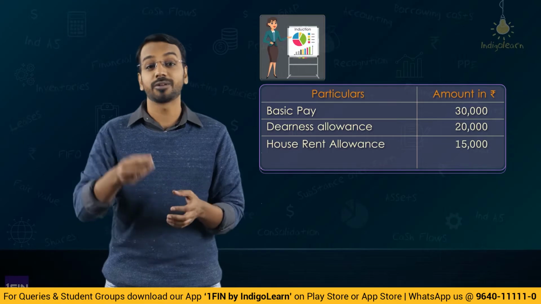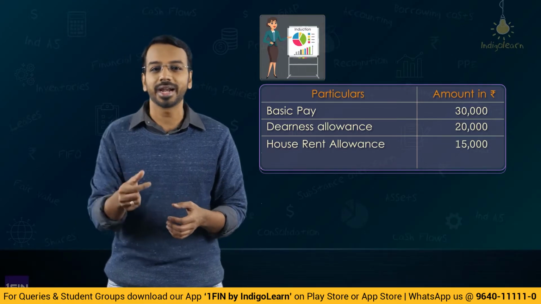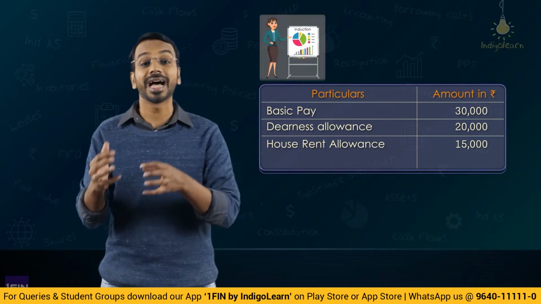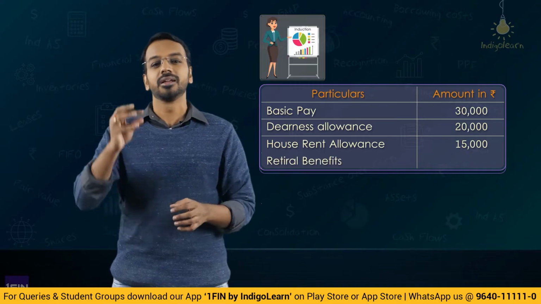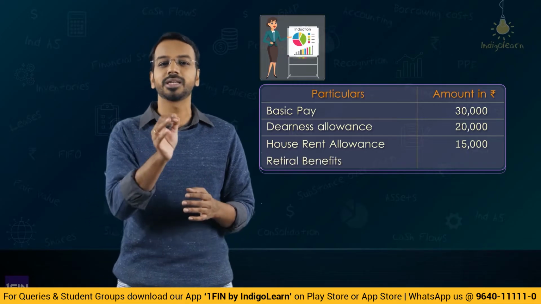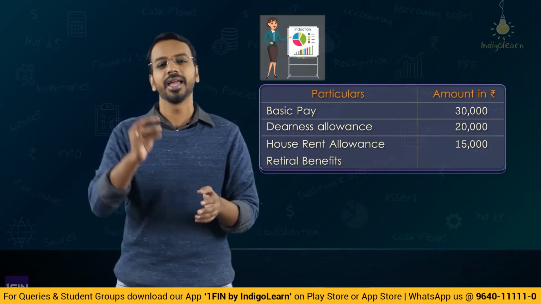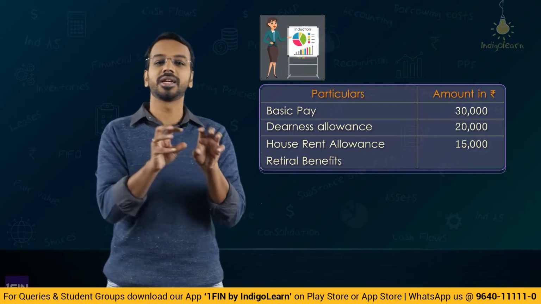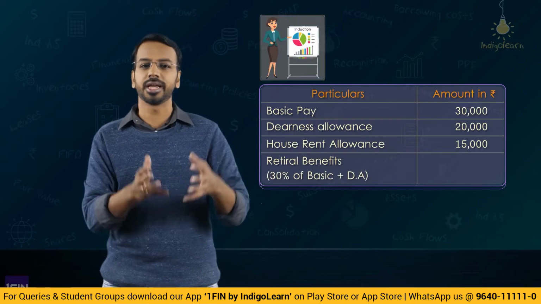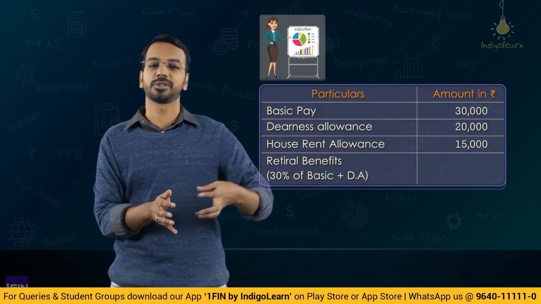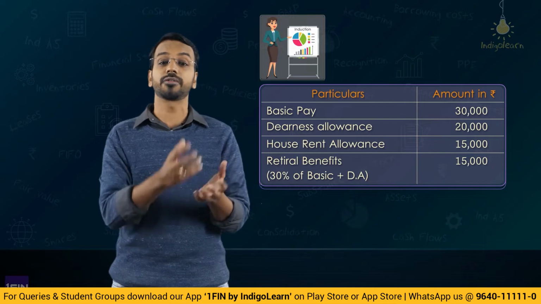Then apart from that, one of the components which the company included as a part of CTC was retirement benefits. The company said 30% of your basic plus DA, that is basic salary of 30 plus DA of 20, is your retirement benefit related portion, right? Now 30% of that comes to how much? 30% of 50,000 worked out to 15,000. Now what were included in that?